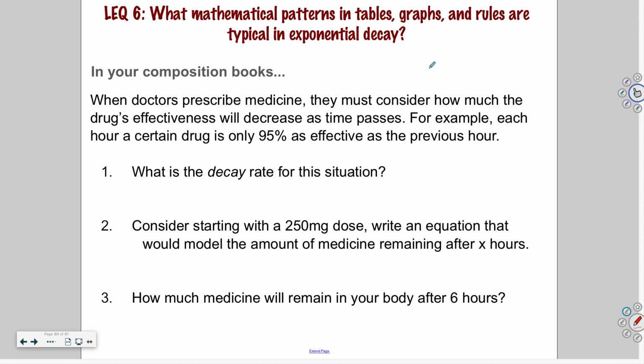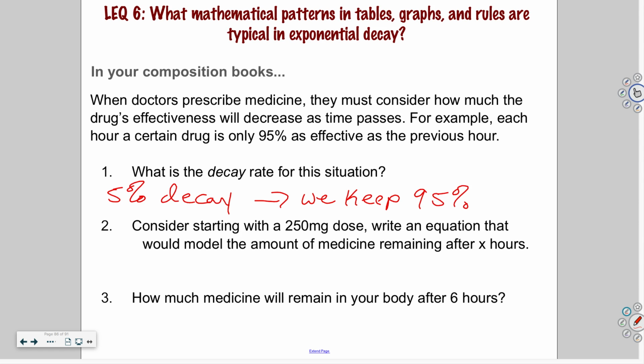So what is the decay rate for this situation? It's a 5% decay. We keep the 95%, so the decay part is a 5% decay.